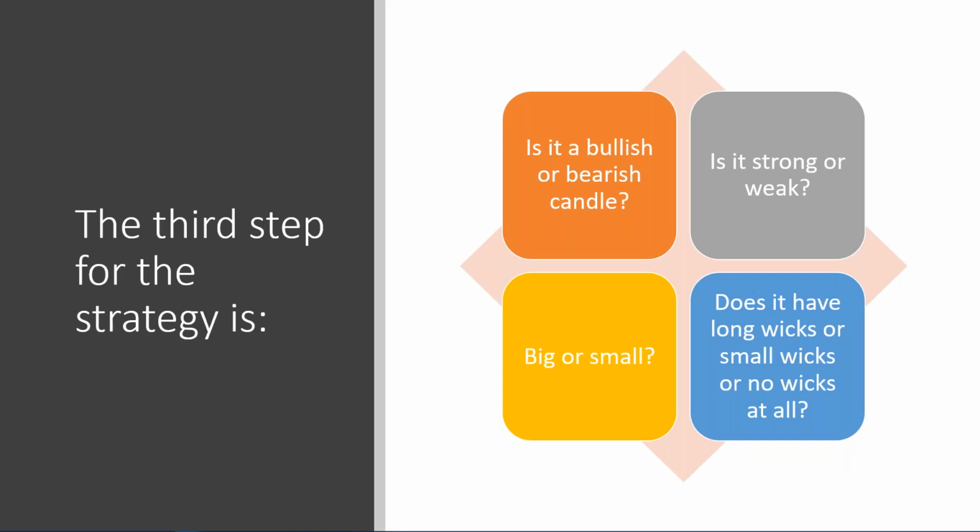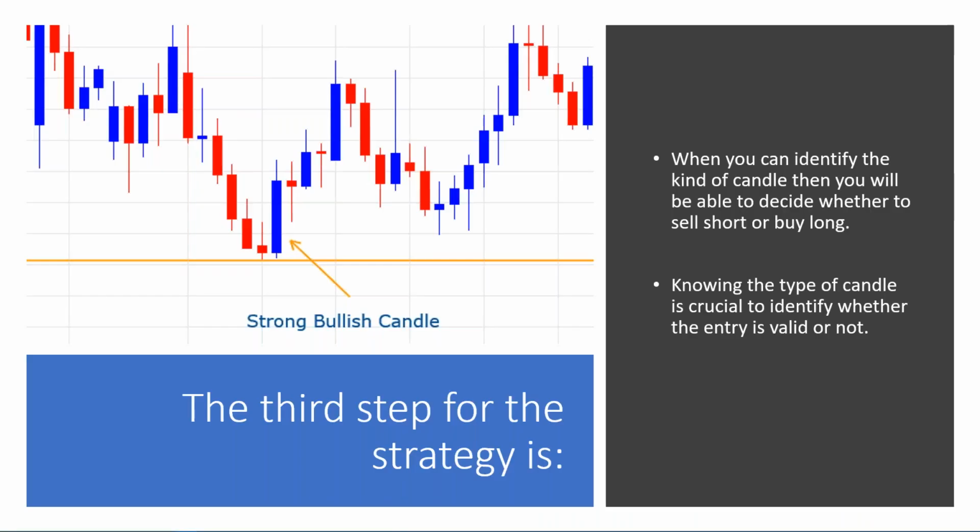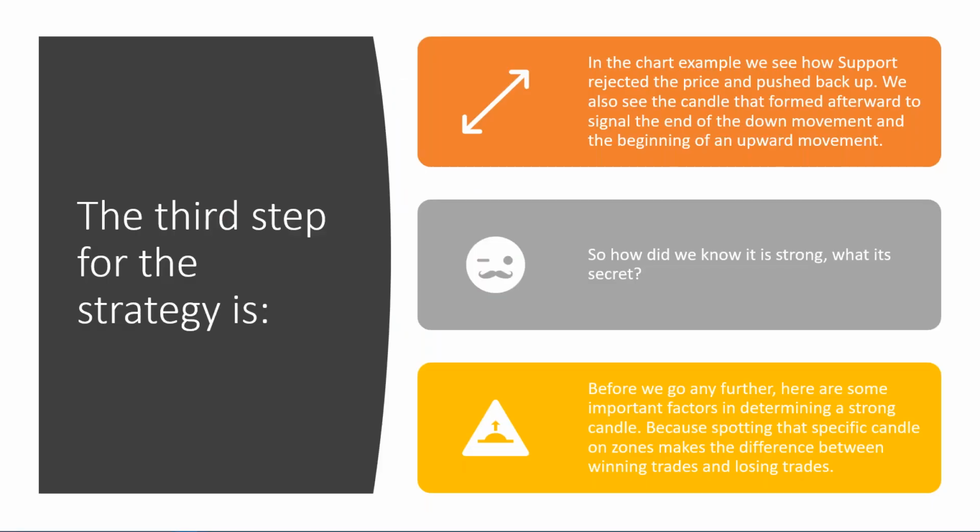We need to see whether it's a bullish or a bearish candle. Is it strong or weak? Is it big or long or short? Did it have long wicks or short wicks or no wicks at all? Once you determine that type of candle, what we're looking for is a candle that came down and touched that support line, or went up and touched the resistance line. But we need to know what type of candle we're looking at. So was it a strong candle? Was it a weak candle? Big body candles are strong. Now, small body candles are indecision and weak.